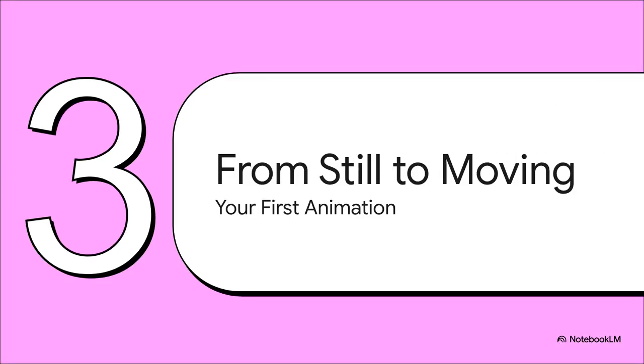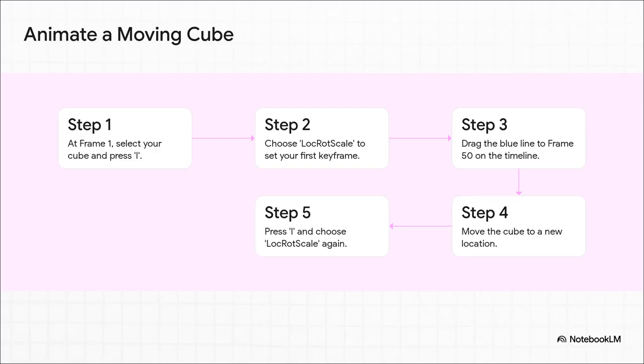Enough talk, right? Theory is one thing, but let's actually make something move. We're taking that boring default cube and we're going to give it life. Okay, follow along. Make sure you're on frame 1. Select your cube and hit the I key on your keyboard. A little menu pops up. For now, just click Lock Rot Scale. That tells Blender to save the cube's location, rotation, and scale all at once. Bam! See that little yellow diamond that just appeared on your timeline?